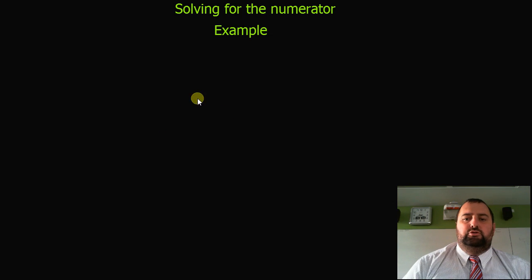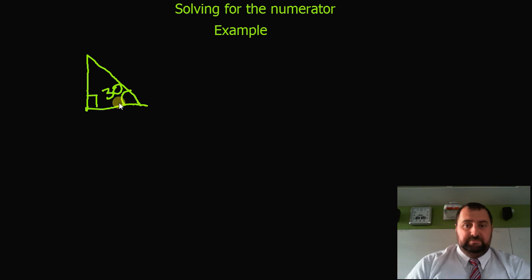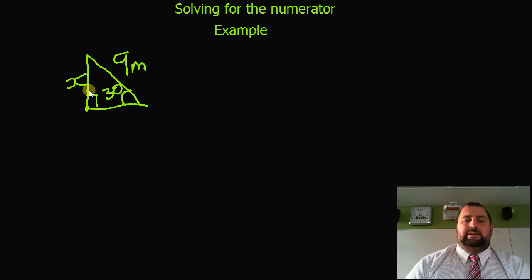At how to solve for the numerator with an actual example. So I'm drawing my right angle triangle. There's my right angle. Now in this case, I'm going to say that my marked angle is 30 degrees. I'm going to have the hypotenuse be 9 meters, and I'm going to go with the opposite is what I'm trying to find. So I'll call it x.